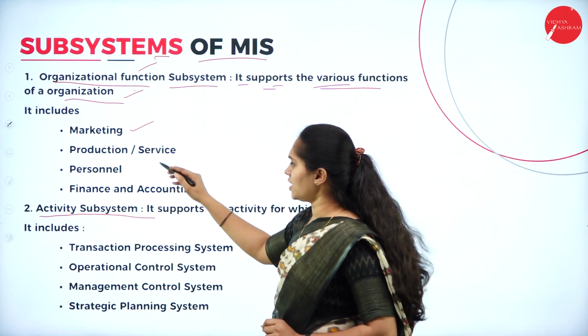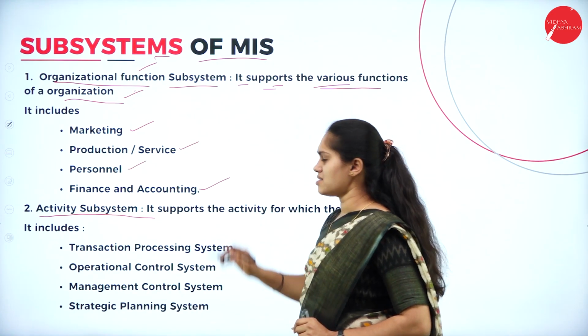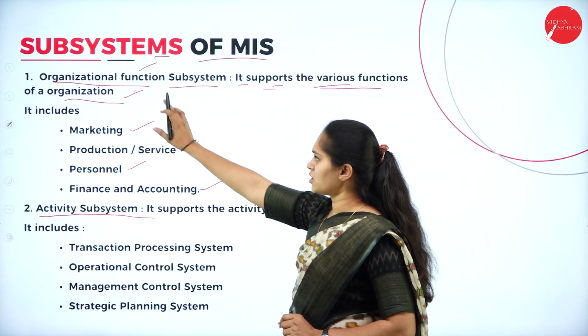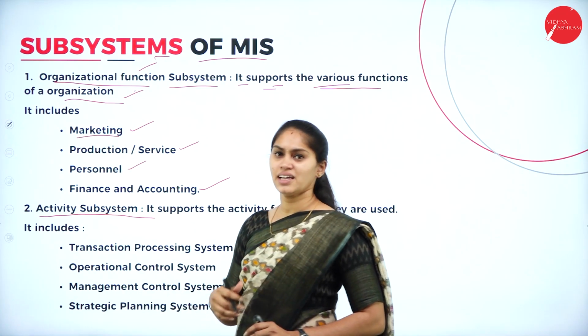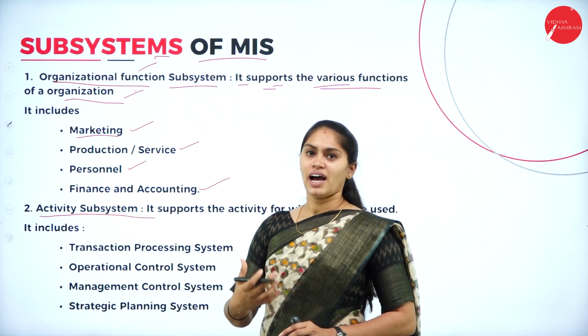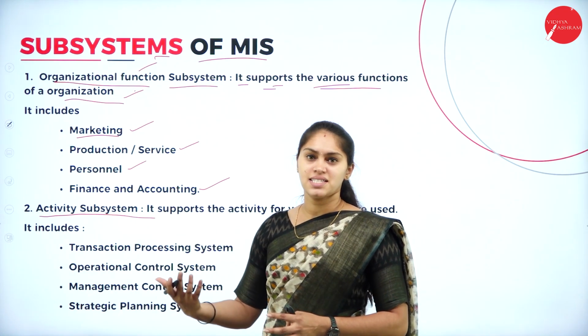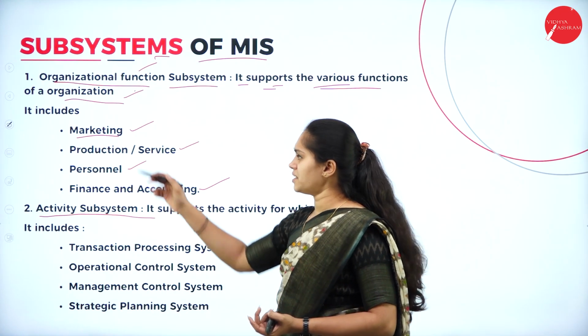So it also includes production or service, then personnel, then finance and accounting. The functions of an organization include marketing, like purchasing of raw material, generating the bills and receipts, and accepting the requirements of a customer. That comes under marketing.